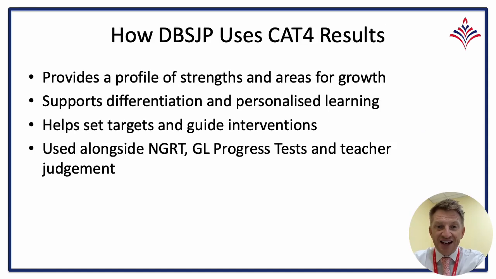So how do we use the CAT4 results? CAT4 gives us a profile of each child's strengths and areas where they may need additional support. It helps us to plan lessons that can be more personalised and ensures that children are stretched and supported appropriately. We combine our CAT4 results with our teacher assessments, which are ongoing day to day, NGRT reading tests, and if your child was in year 4, 5 or 6 last academic year, we also have access to their GL progress test results from the summer term as well. This creates a much fuller picture of your child's learning and their potential to achieve.